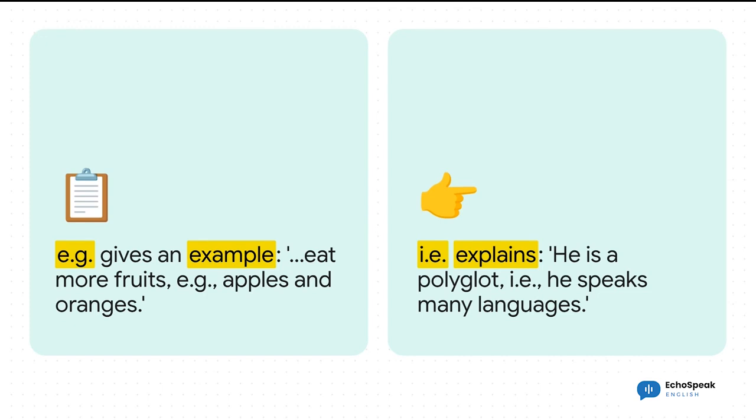Okay, this is the one. This is where most people get tripped up, so let's really nail this down. E.g. gives an example. So in the sentence, eat more fruits, e.g. apples and oranges, apples and oranges are just two of many possible fruits. But i.e. explains or identifies something specific. In he is a polyglot, i.e. he speaks many languages, that second part tells you exactly what a polyglot is. So example versus explanation, that's the key.